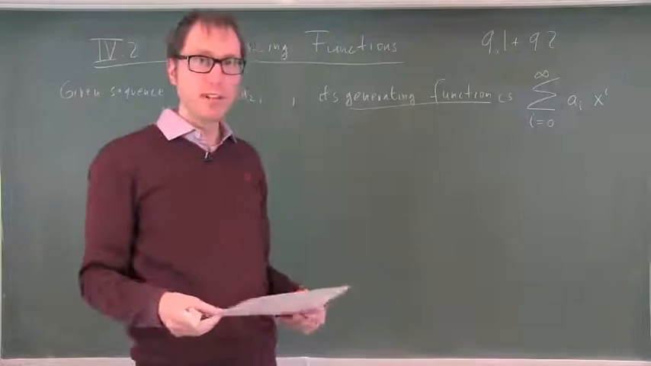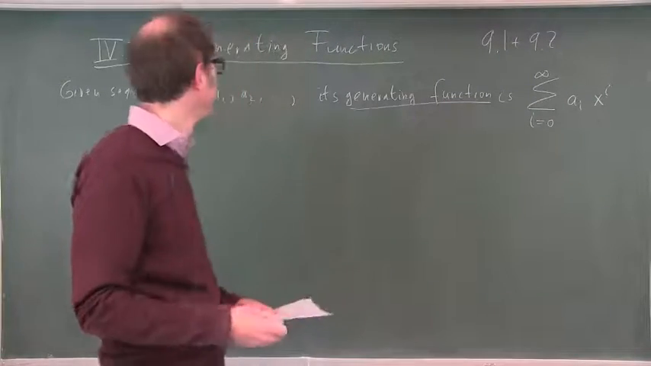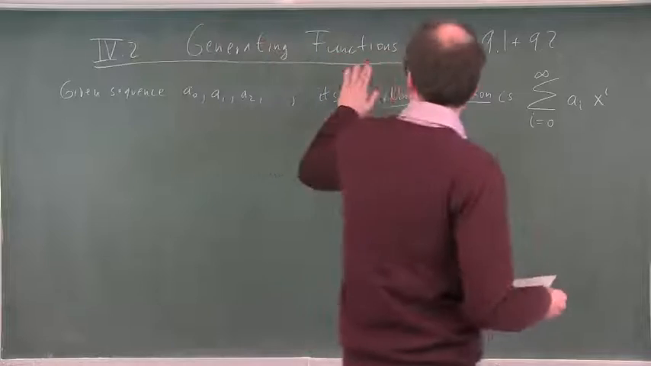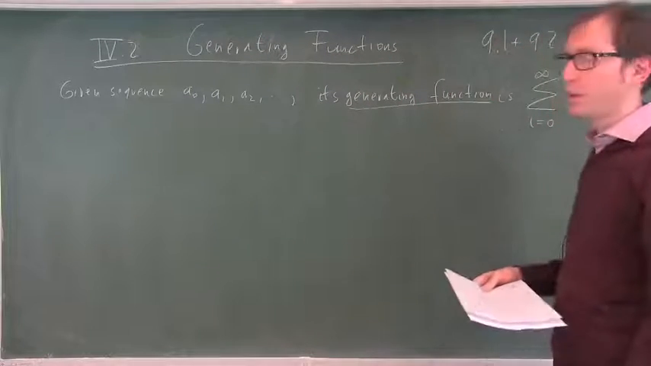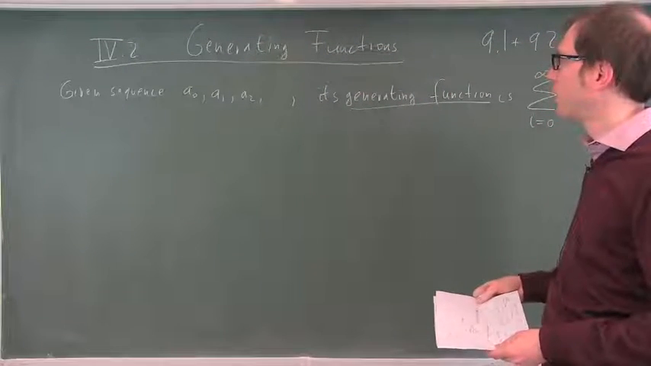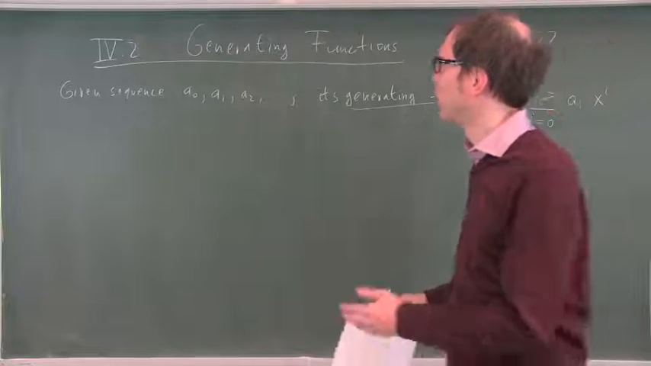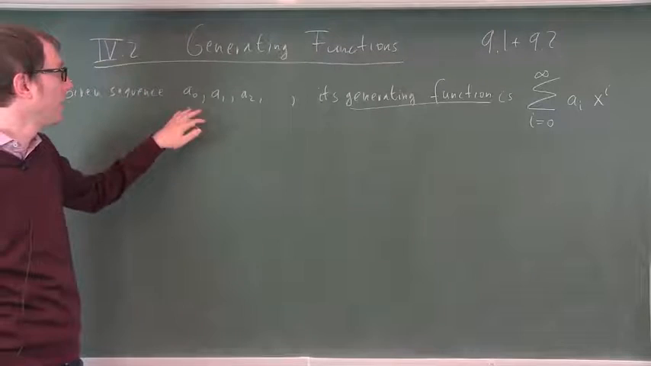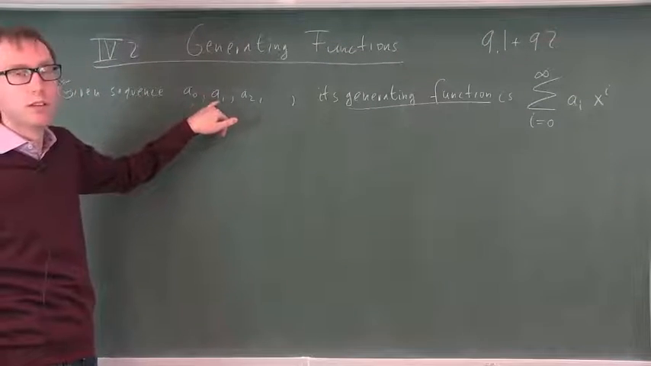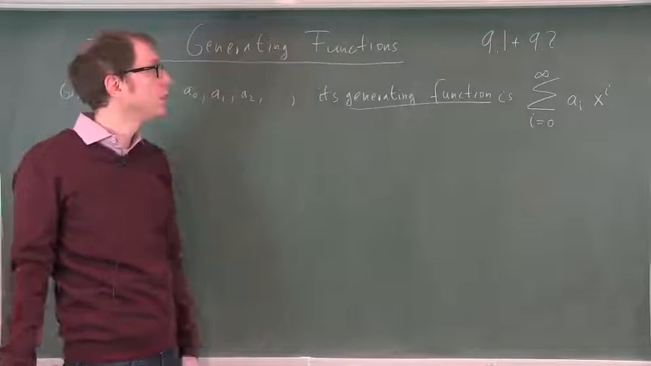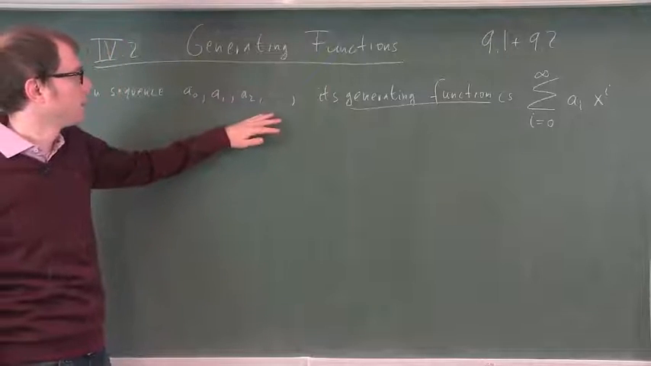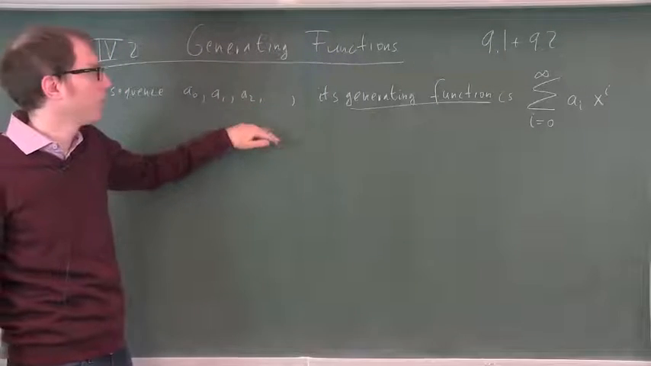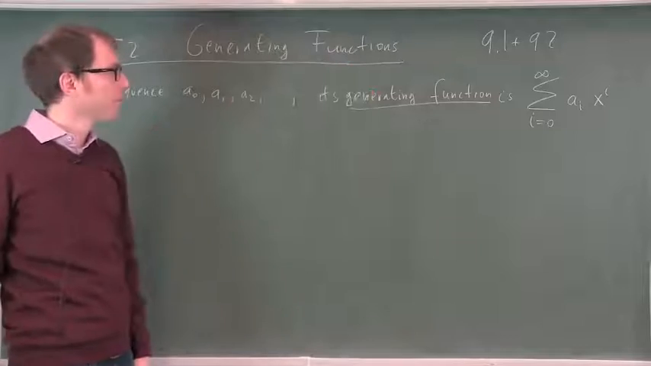So hi, welcome back to the second part. We're talking about generating functions, and you've already seen the root polynomial, which was an example of that. Here's the general concept. We have a sequence of numbers, a0, a1, a2, and so forth. It could be infinite, it could be finite. If it's finite, you just add zeros.